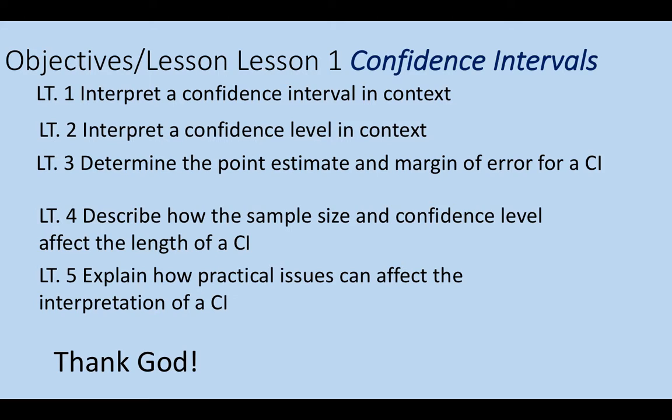So here in lesson 1, it's got a lot of stuff going on, so it's a little bit long, but most of the example problems go pretty fast. Learning target 1 and learning target 2, just telling what is the difference between a confidence interval and a confidence level. And then probably the big thing is learning target 3, determine the point estimate and margin of error for a confidence interval. And then a couple of additional things: describe how the sample size and confidence level affect the length of a confidence interval. We'll call that length M. And then learning target 5, explain how practical issues, things that we've talked about before, like response bias and convenience sampling and non-response can affect a confidence interval. So that's what we've got here in lesson 1.